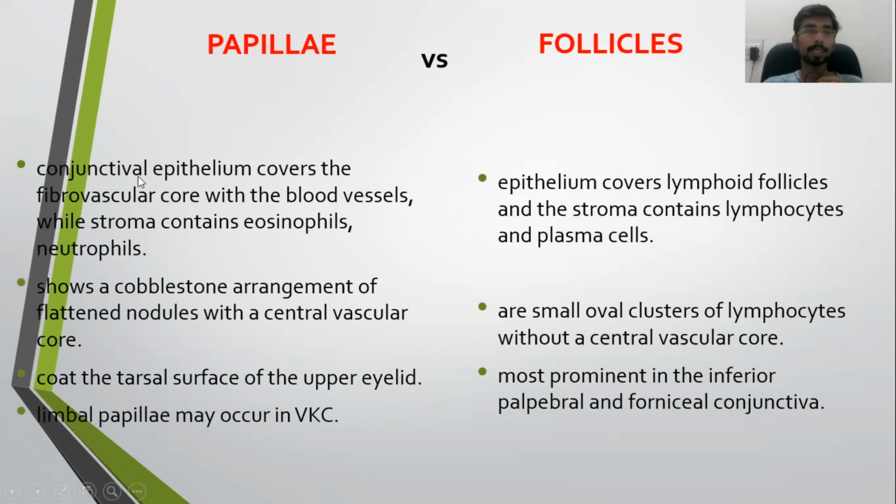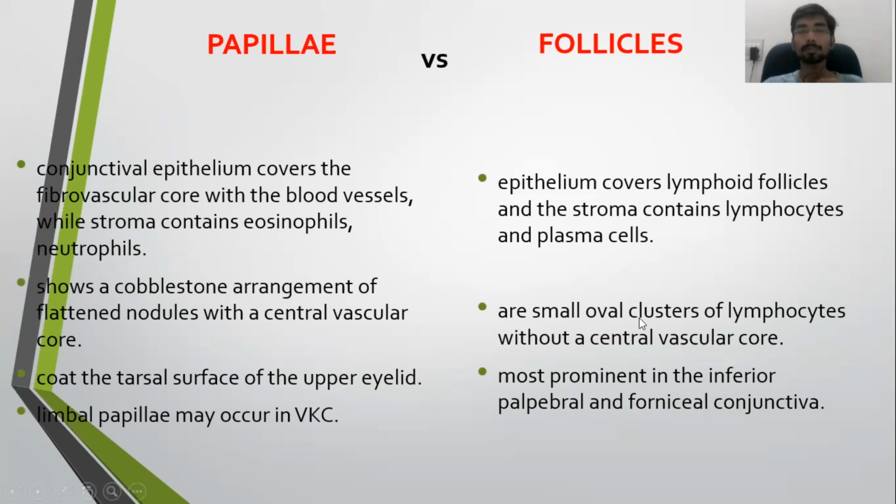So papillae: conjunctival epithelium covering the fibrovascular core with blood vessels, while stroma contains eosinophils and neutrophils. Shows cobblestone arrangement of flattened nodules with a central vascular core. Coats the tarsal surface of upper eyelid. Limbal papillae may occur in VKC. Whereas follicle epithelium covers lymphoid follicles and stroma contains lymphocytes and plasma cells. So cells are also different among papilla and follicle.